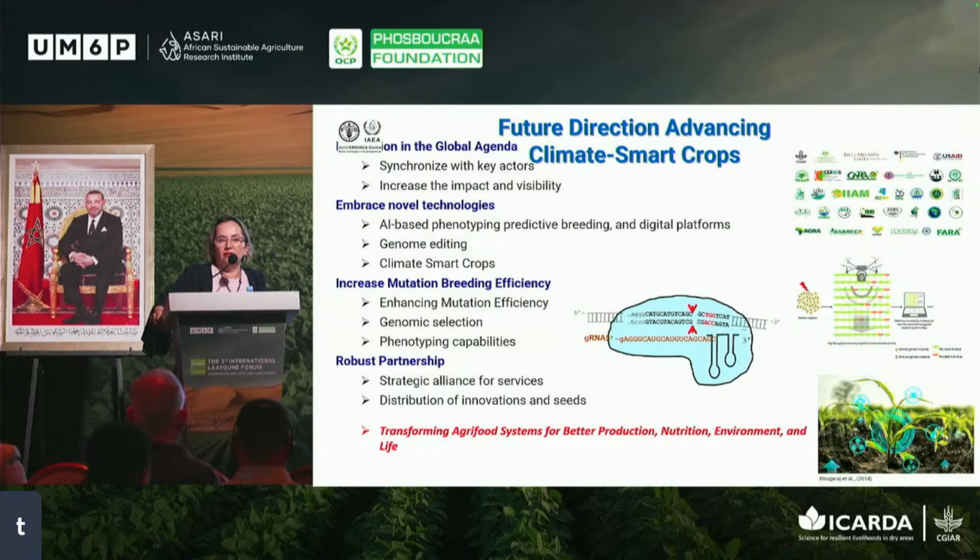Hopefully, we can even find drought resistance despite this complex genome, and also for salinity, hopefully with these new tools. And increase mutation breeding efficiency, embrace novel technologies, and the most important thing is robust partnership. We are all here. You know, one African proverb says that if you want to go fast, go alone. If you want to go far, go all together. We have to go all together, and we have to work all together.